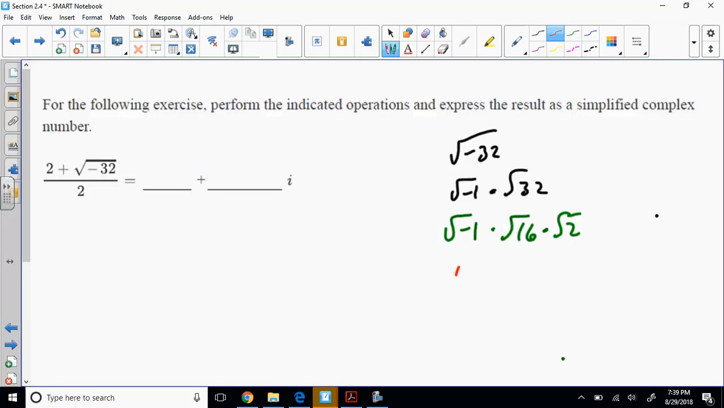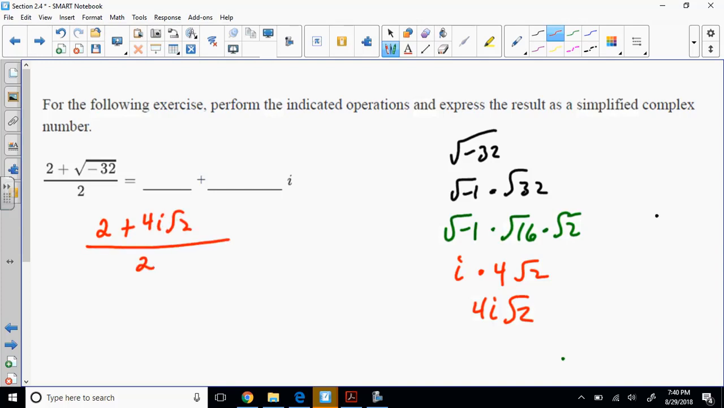So the square root of negative 1 is i. The square root of 16 is 4. And then square root of 2, we can't simplify that. And I don't leave it as i times 4. It's 4i square root of 2, right? The i normally goes after the number. Now, so let's go back up. We're going to go 2 plus 4i square root of 2 all over who?